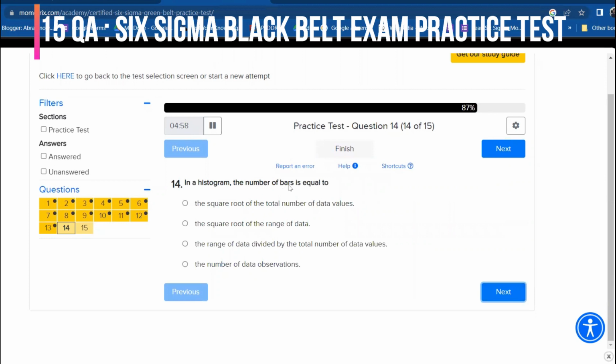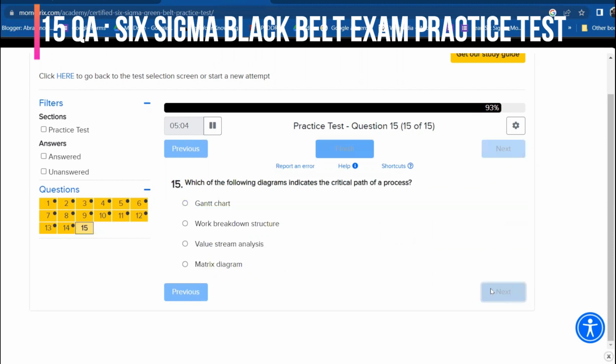In a histogram, the number of bars is equal to the square root of the total number of data values. The last and final question: which of the following diagrams indicates the critical path analysis in a Gantt chart?